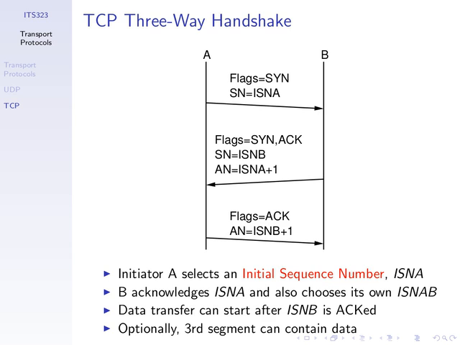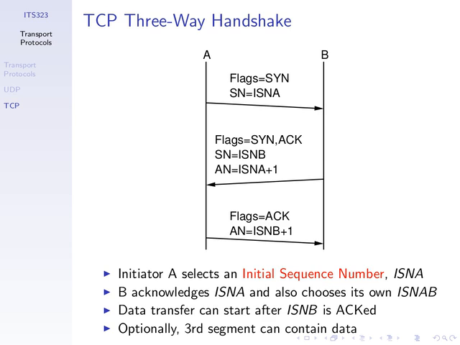Once we've completed that, we can transfer data. We can send a segment that contains data. None of these contain data. But there's an option. We can piggyback data on the last message. A initiates the connection to B. We have data to send. We're allowed to include that data on this last ACK.